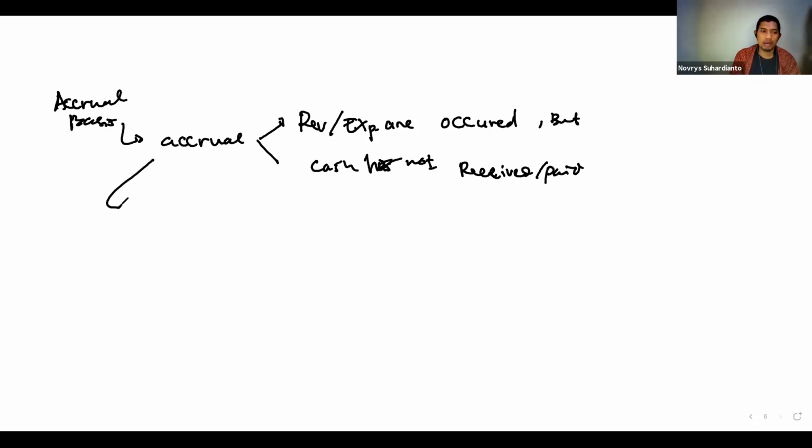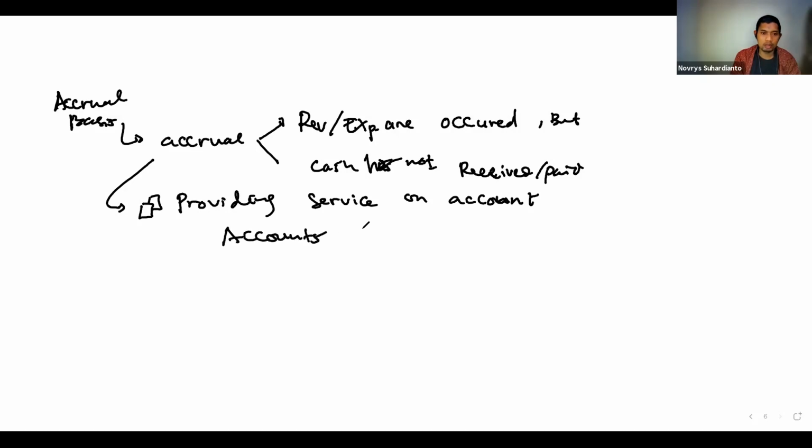I think it's common. For example, providing service on account means the customer has not paid yet, and then you will record accounts receivable and revenue, right?